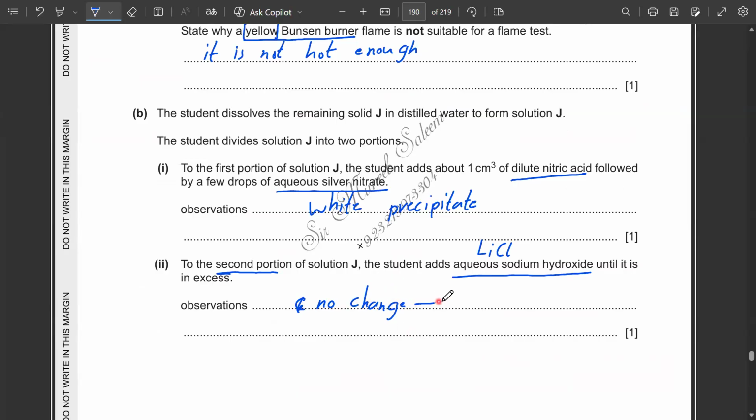This is related to the observation, what you are looking at, what you are seeing during the reaction. You cannot say no reaction because there can be some sort of reaction, and it may increase or decrease the temperature, or some sort of smell may be produced. But you are not sensing that. Seeing is the observation here. You are not looking at any change, so that's why you write the words no change. I hope it's clear to everyone.